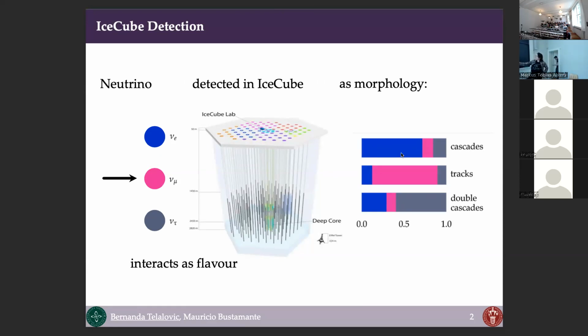Neutrinos come in as mass eigenstates over their long baselines, but they interact with us as flavor eigenstates and are importantly detected as morphologies, which is like a separate basis that are correlated to flavor. So cascades have mostly nu e, tracks have mostly nu mu, double cascades have mostly nu tau, but there's a cross correlation between the different flavors as well. So it's not completely one-to-one, but it can tell us quite a lot about the flavor structure.